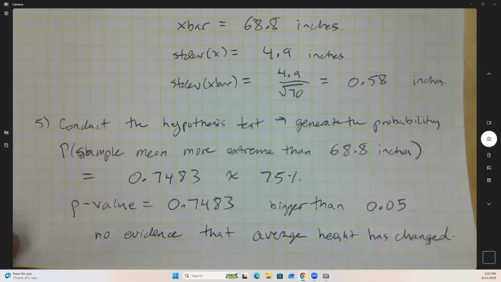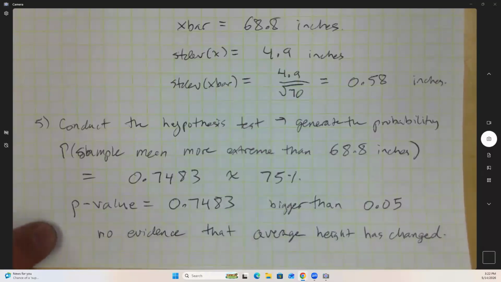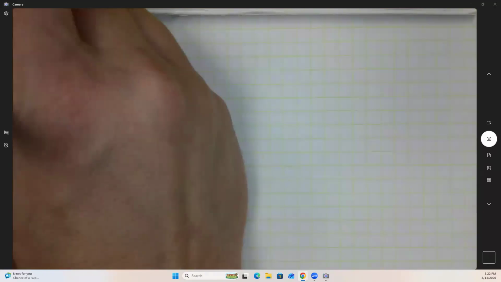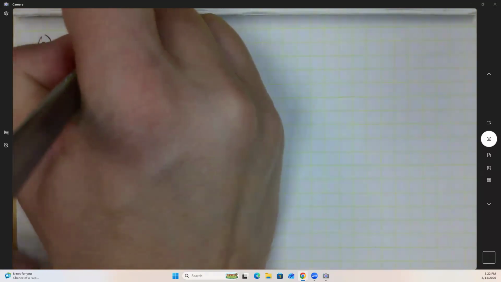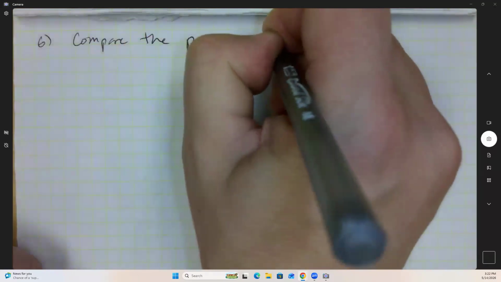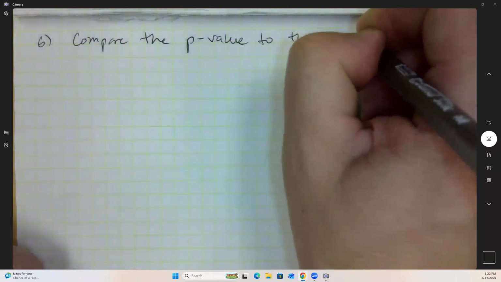Okay. So let me write down step 6. I kind of got a little bit ahead of myself, using some of those formal words here. Step 6 is compare the p-value to the significance level.